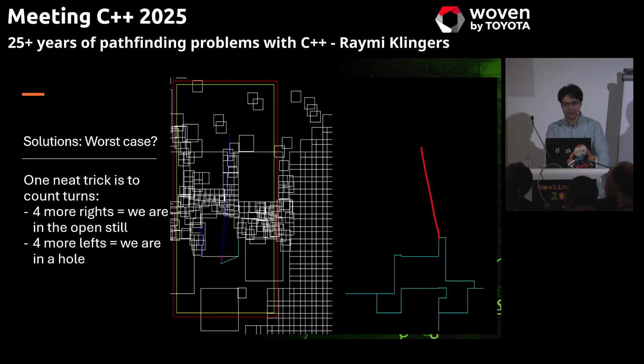Now, one neat trick that we can do actually now when we are doing our edge walk is to count how many times we go left and how many times we go right. If we do 4 more rights than lefts, it means we are in the open still. If we do 4 more lefts than rights, that means we are in a hole.